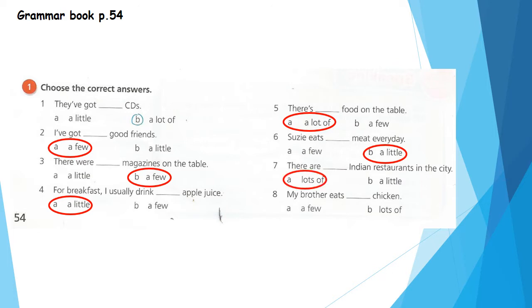Number 8. My brother eats lots of chicken. A few, lots of. Yes. We use a few with countable nouns. And lots of. So we'll use what? Lots of chicken. Okay?